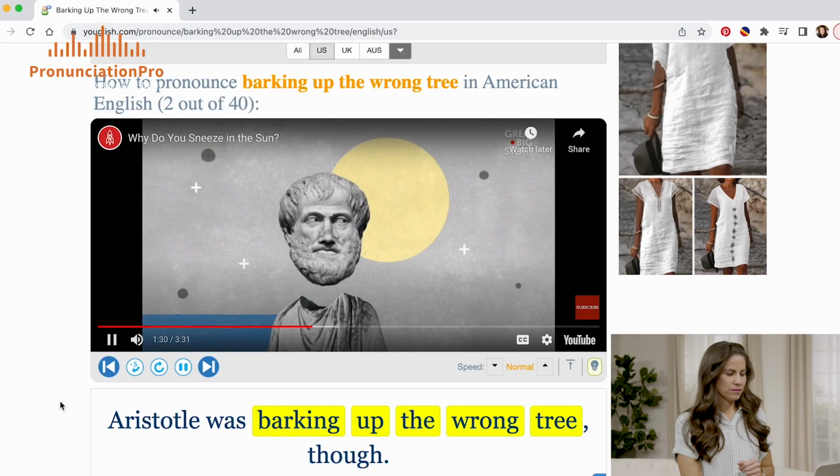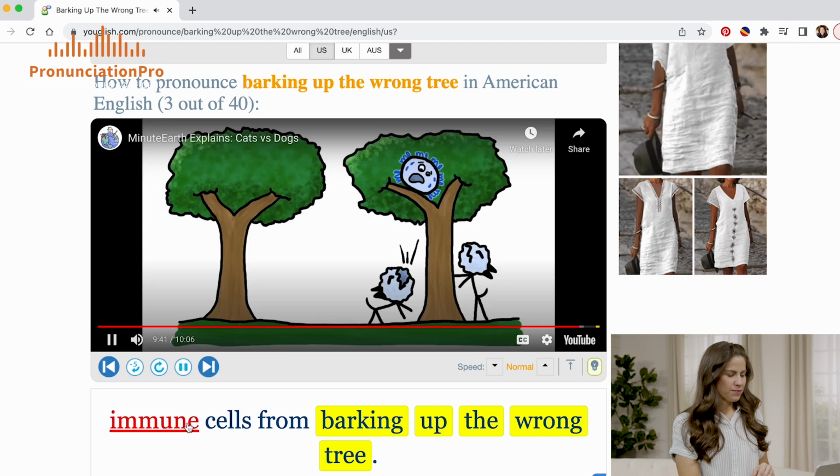Aristotle was barking up the wrong tree, though. So he was making a wrong assumption. He was barking up the wrong tree. All right, let's do one more with this. Help keep your immune cells from barking up the wrong tree.